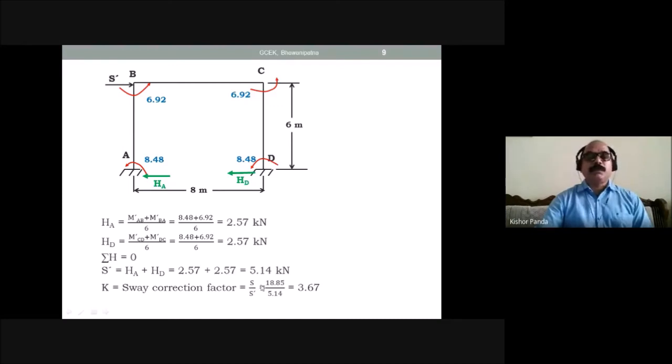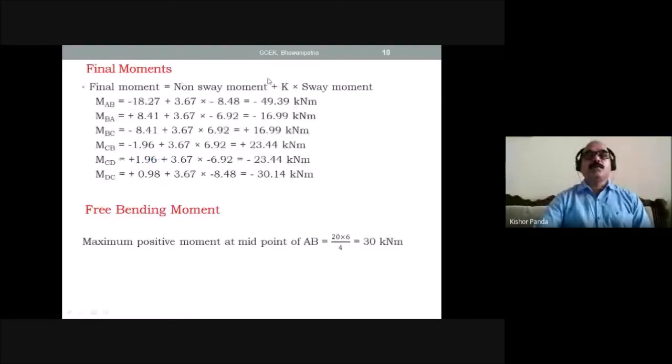Then you find out the sway correction factor. The sway correction factor is equal to S by S dash. So you got S as 18.85 and S dash is equal to 5.14. So this ratio is equal to 3.67. Then after getting the sway correction factor, you can find out the final moment. So the final moment of the frame is equal to the non-sway moment plus K into the sway moment. So you got the non-sway moment here.